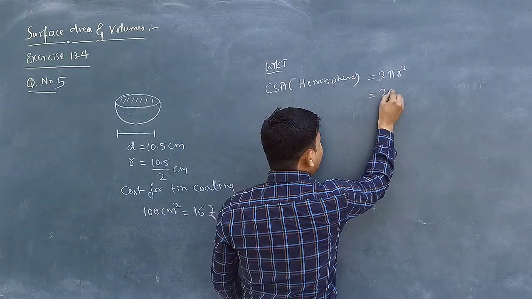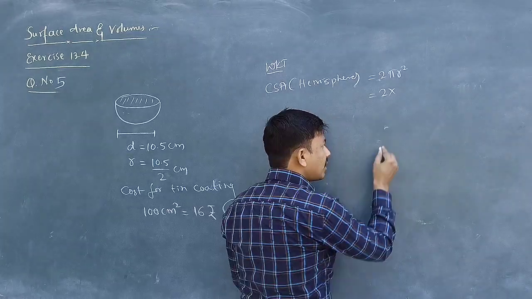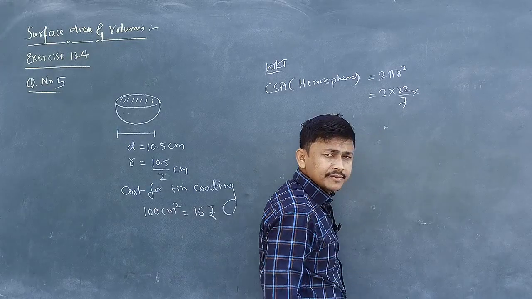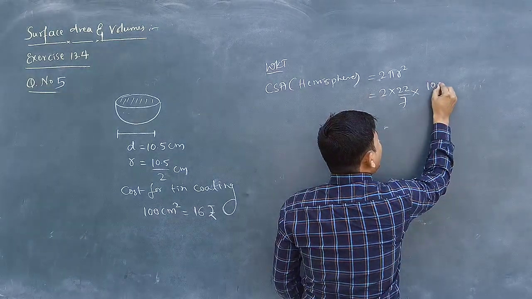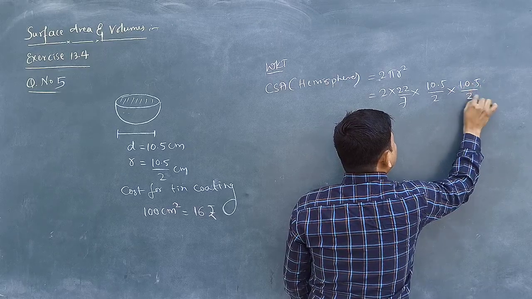This is equal to 2 into what is the pi value? 22 divided by 7. Into what is the radius? 10.5 divided by 2 into 10.5 divided by 2. Correct? Okay.